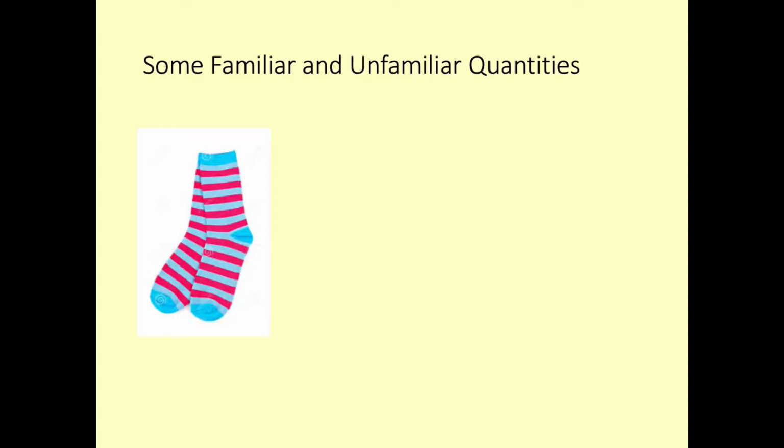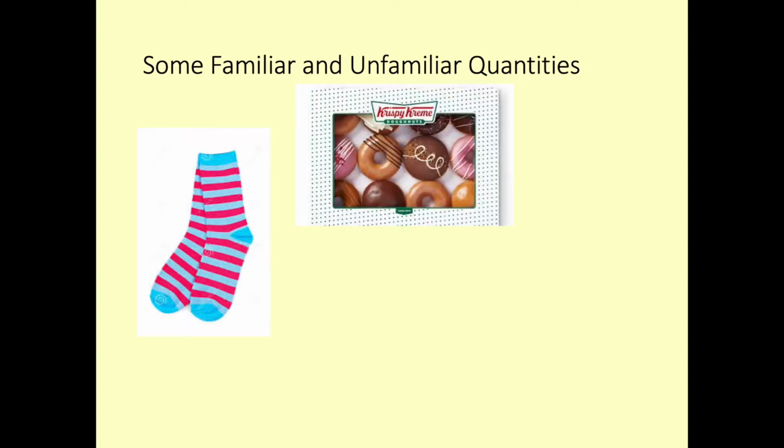In this lesson we're going to be looking at Avogadro's number. So first quantity to have a think about, what would be another way of saying 2 for these socks? So we'd often refer to this as a pair of socks. How about this box of 12 donuts? What other word could we use instead of 12?